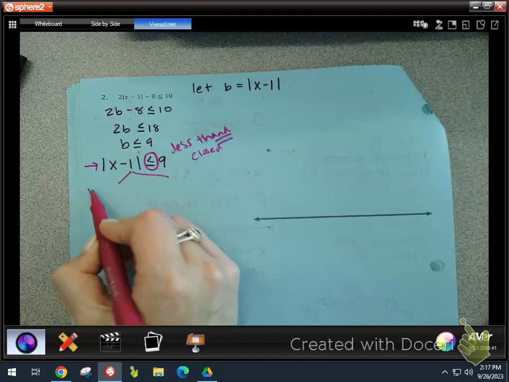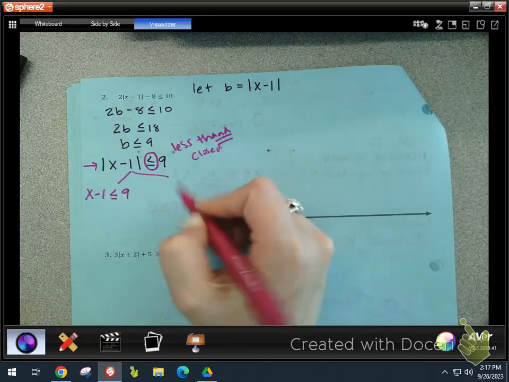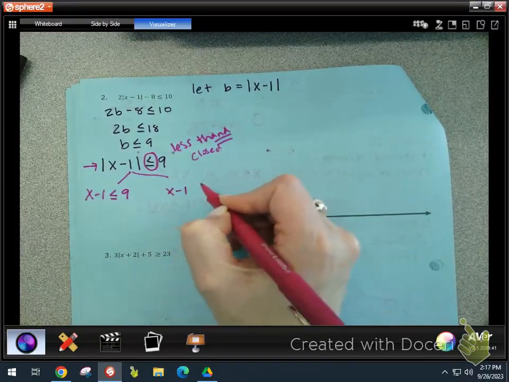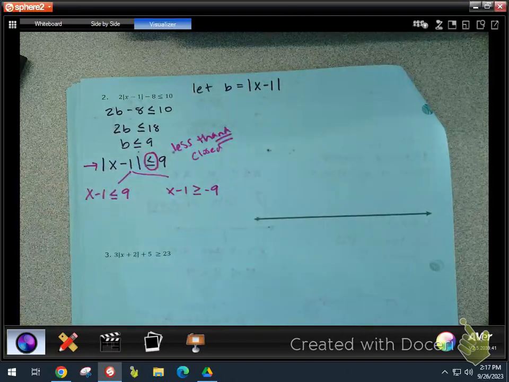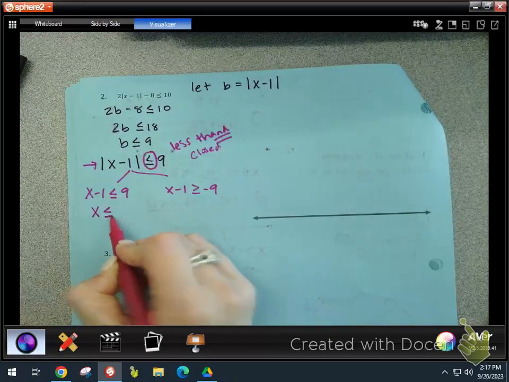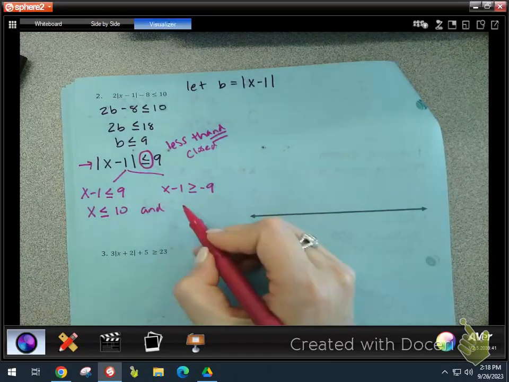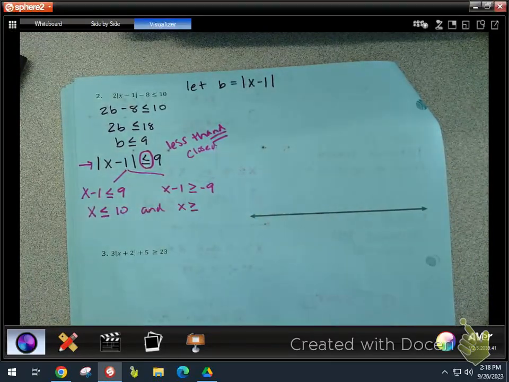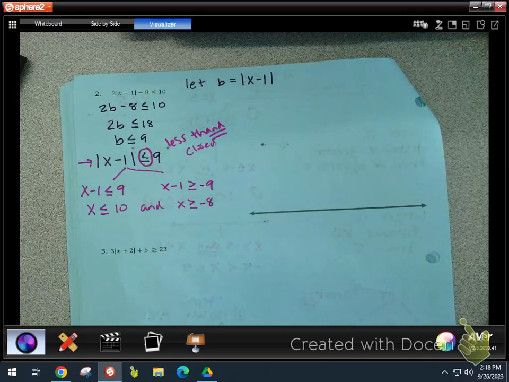So my left one is just going to be x minus 1 less than or equal to positive 9. My right one, I got the double flip. X minus 1, flip the inequality, negate the number. Okay? Those of you that came in a little bit late, that's what happened there. It's a double flip. Flip the sign, flip the number. Okay? And then solve from there. And go ahead and write that word and in the middle. And I'm going to write that there as well.